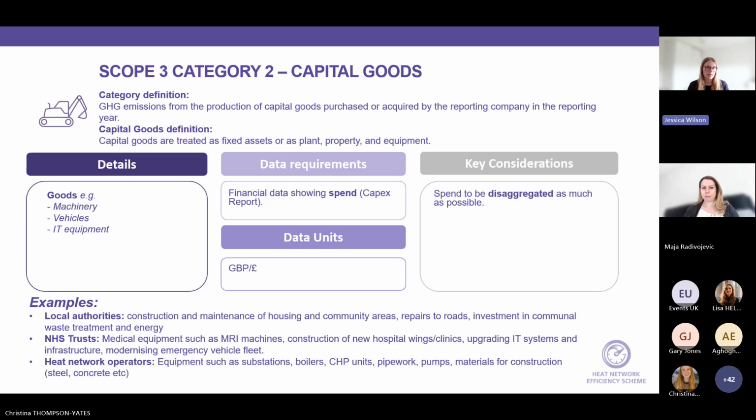And then some examples of this for local authorities is any construction or maintenance of housing, repairs to roads. In terms of NHS Trust, this could be some of the medical equipment, so the MRI machines, any construction, if you're doing any IT systems or upgrades of infrastructure. And then for heat network, this can be things like your equipment, substations, boilers, any pipework, pumps, and then materials for construction as well. So a lot of your embodied carbon for construction comes into this category here. Go to the next slide.